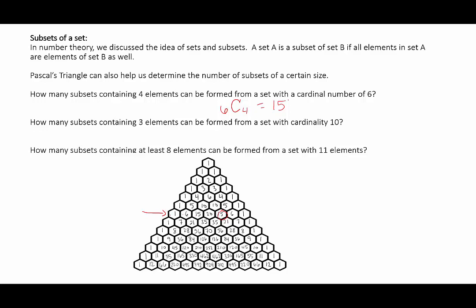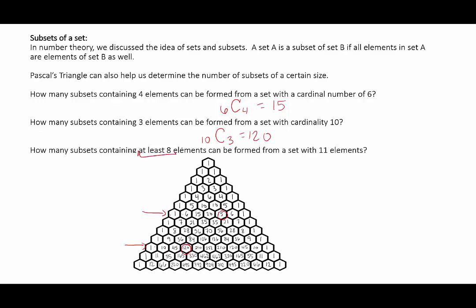How many subsets containing 3 elements can be formed from a set with cardinality 10? So that means of the 10 elements in the set, we want to choose 3 of them. We would go down to the 10th row, 0, 1, 2, 3. There would be 120. Ooh, I'm glad we didn't have to write that out. That would be a lot. But there are 120.